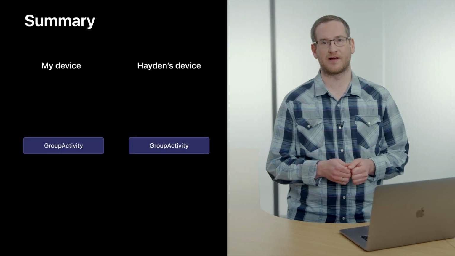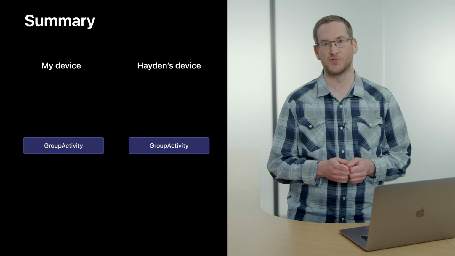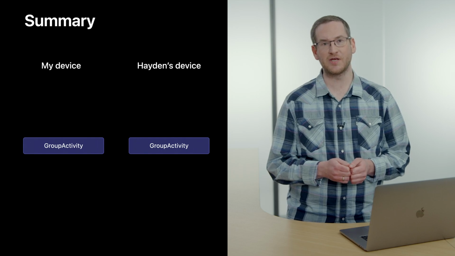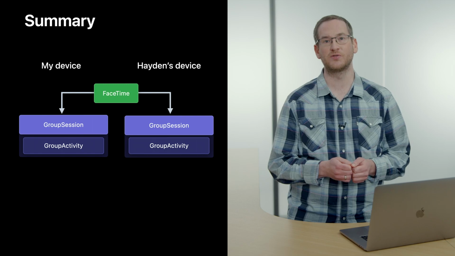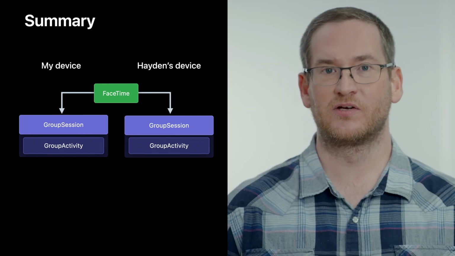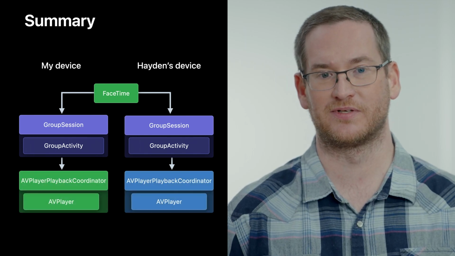Let's wrap up. To build a coordinated media playback app, use a group activity to define the content you are playing and to propose it to the group. Start to keep track of group sessions as soon as your app launches to learn when your users are in a FaceTime call and want to play together. And finally, connect the playback coordinator to your group session to keep your content in sync for everyone.